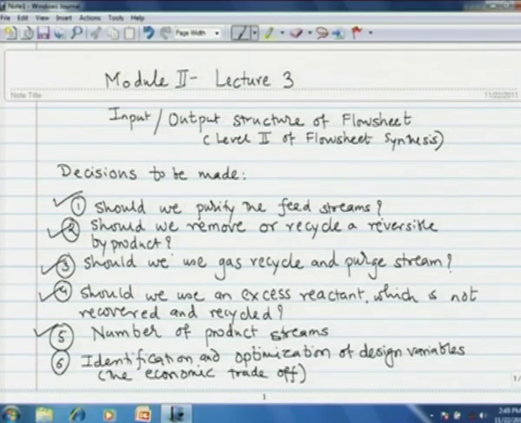Why? Because hydrogen and methane both are gases and both either go to purge or they go to recycle. Okay. So, that is how we decide the number of product streams. And finally, we have to do the overall material balance, and then we have to identify certain design variables.